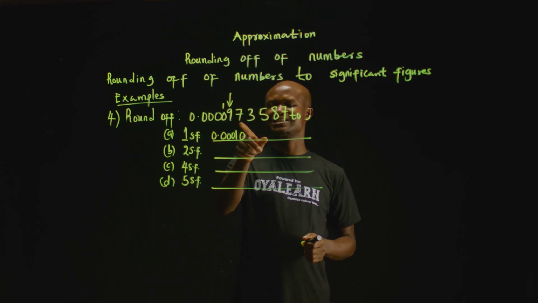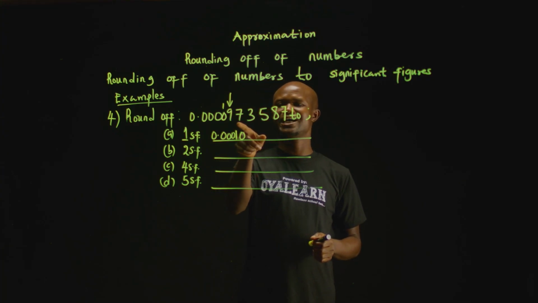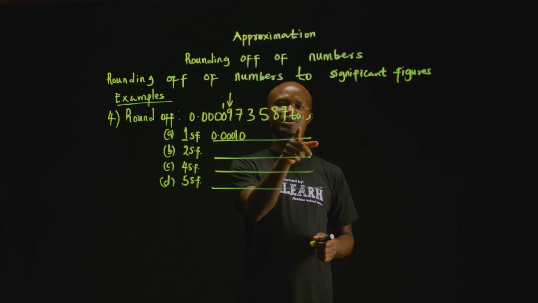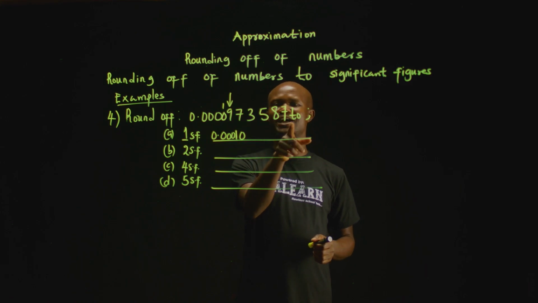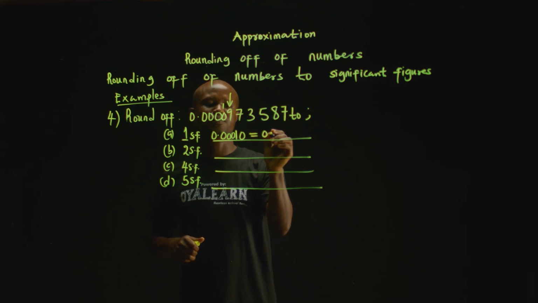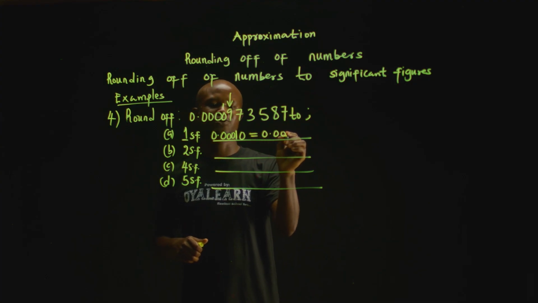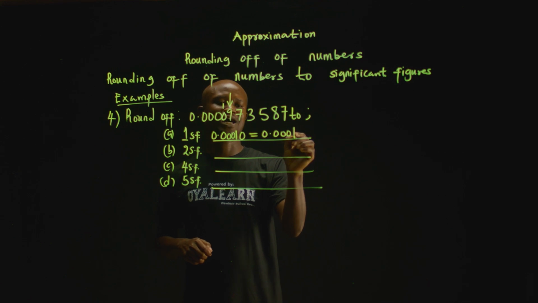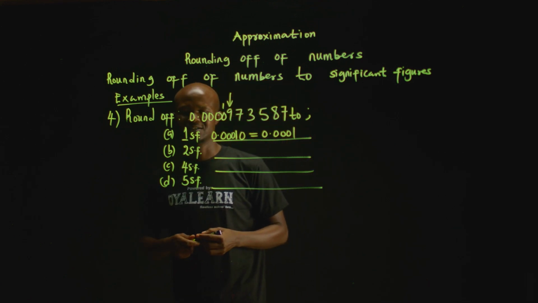And you know, this part that we're having here, everything here we also turn to zeros. So what we have at the back here, everything we turn to 0. So we can also write this as 0.0001 as the final answer.